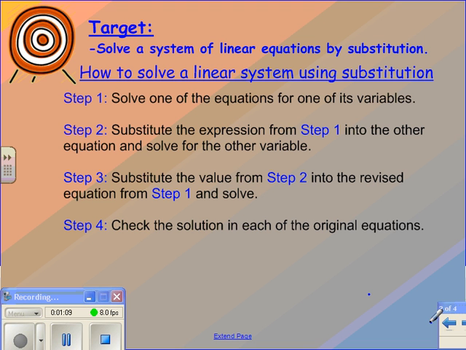Then you substitute that value from step 2 into the revised equation from step 1 and solve. And then once you have your ordered pair, we always write our solutions in ordered pairs, you can check that solution in each of the original equations to make sure that it is the correct solution.